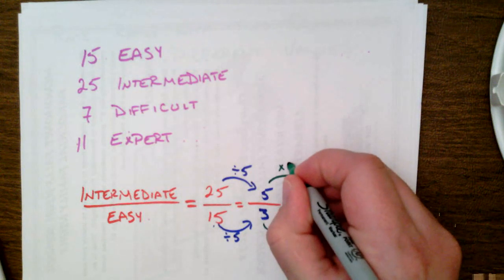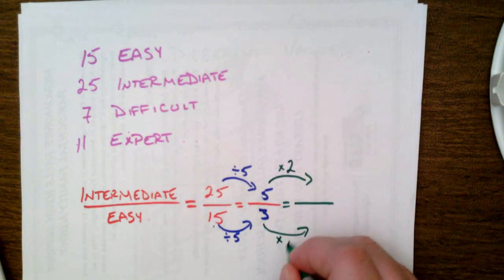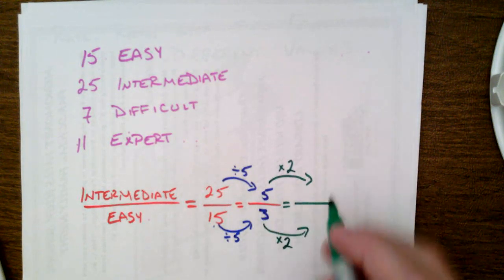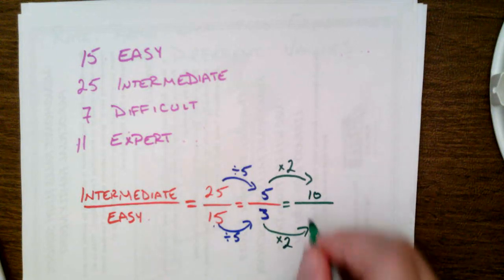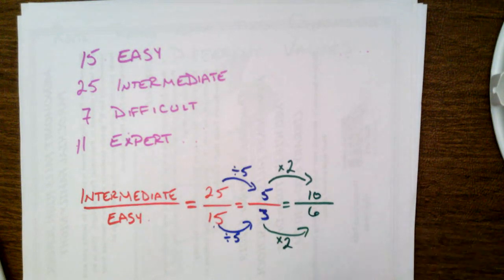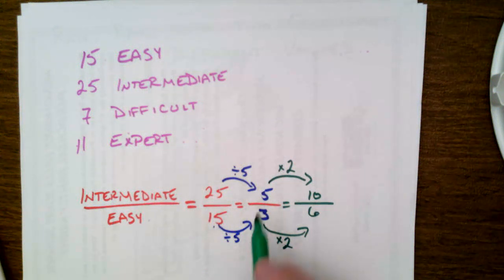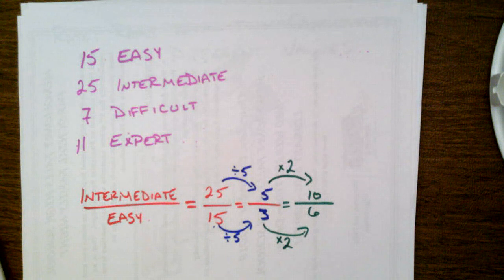I'm just going to keep it simple, and I'm going to do times 2. I'm going to do times 2 on the bottom as well. 5 times 2 would be equal to 10. 3 times 2, 6. And all three of these, again, don't believe me, go ahead and pause it, divide these out. 25 divided by 15 is going to be the same thing as 5 divided by 3, which is the same thing as 10 divided by 6. They should all come out to be 1.67 when you round to the nearest hundredth.